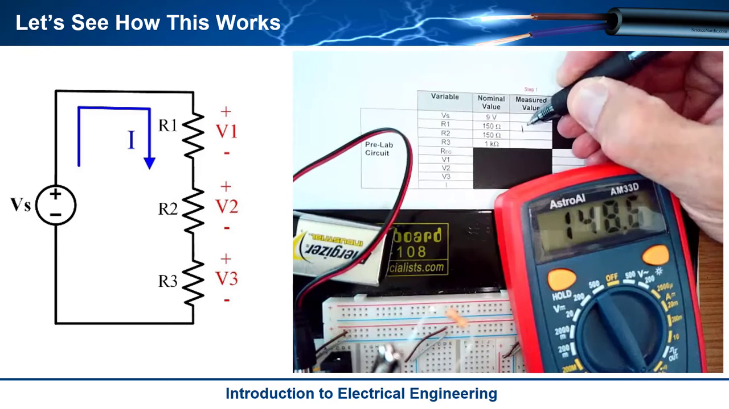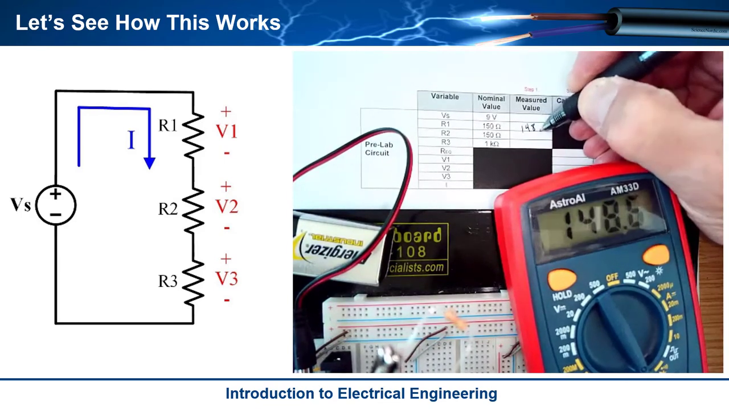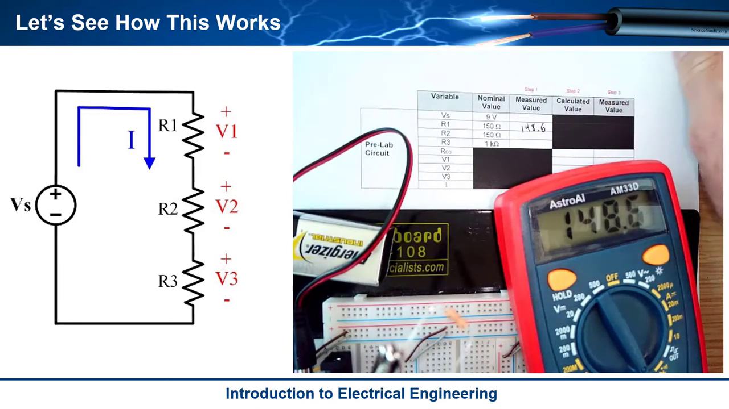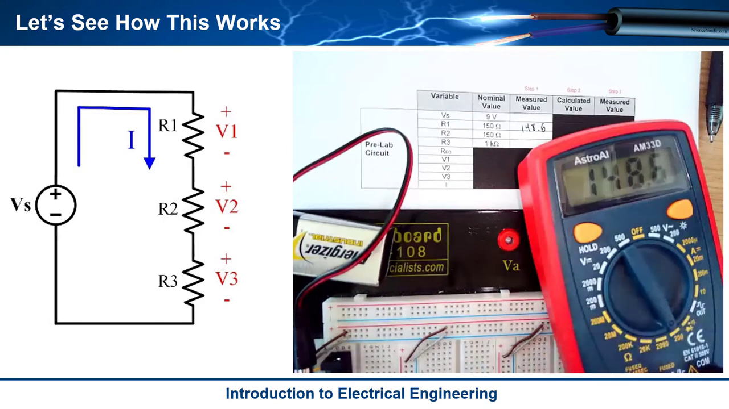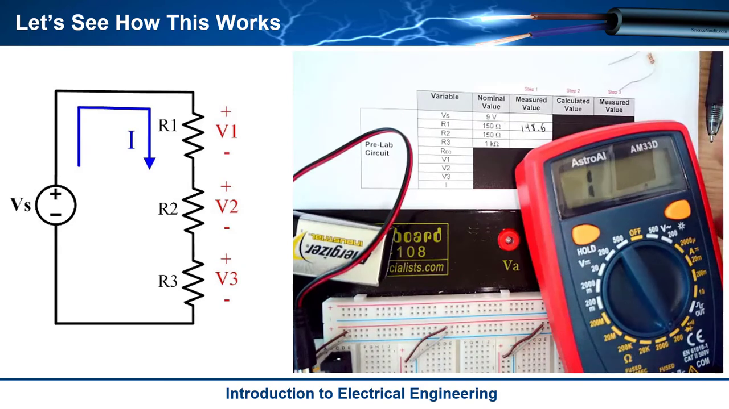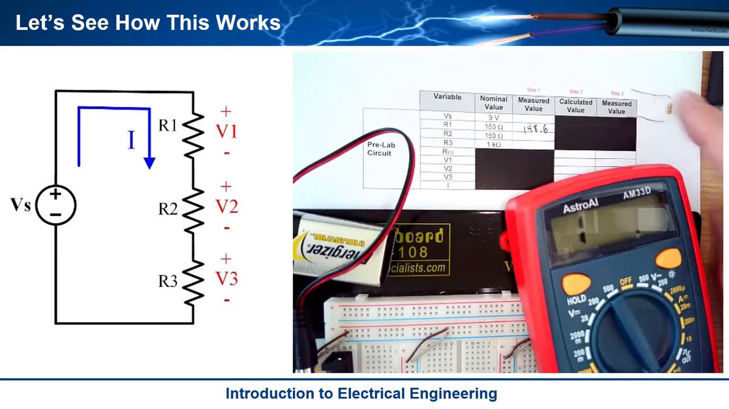148.7. So that's 148 point, we'll give it 6. Okay, all right, so I got that recorded, and I want to make sure I remember that one. So I'm going to put it over here. So that's going to be R1 right there. So I got R1 is sitting right there.